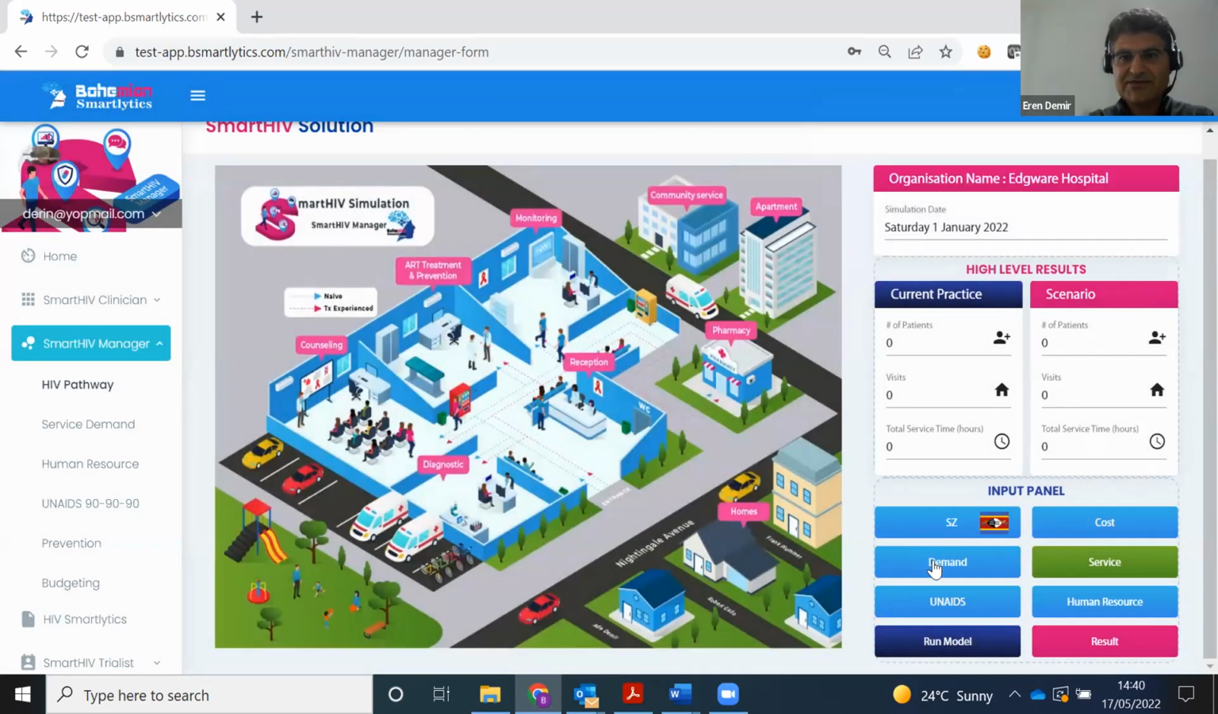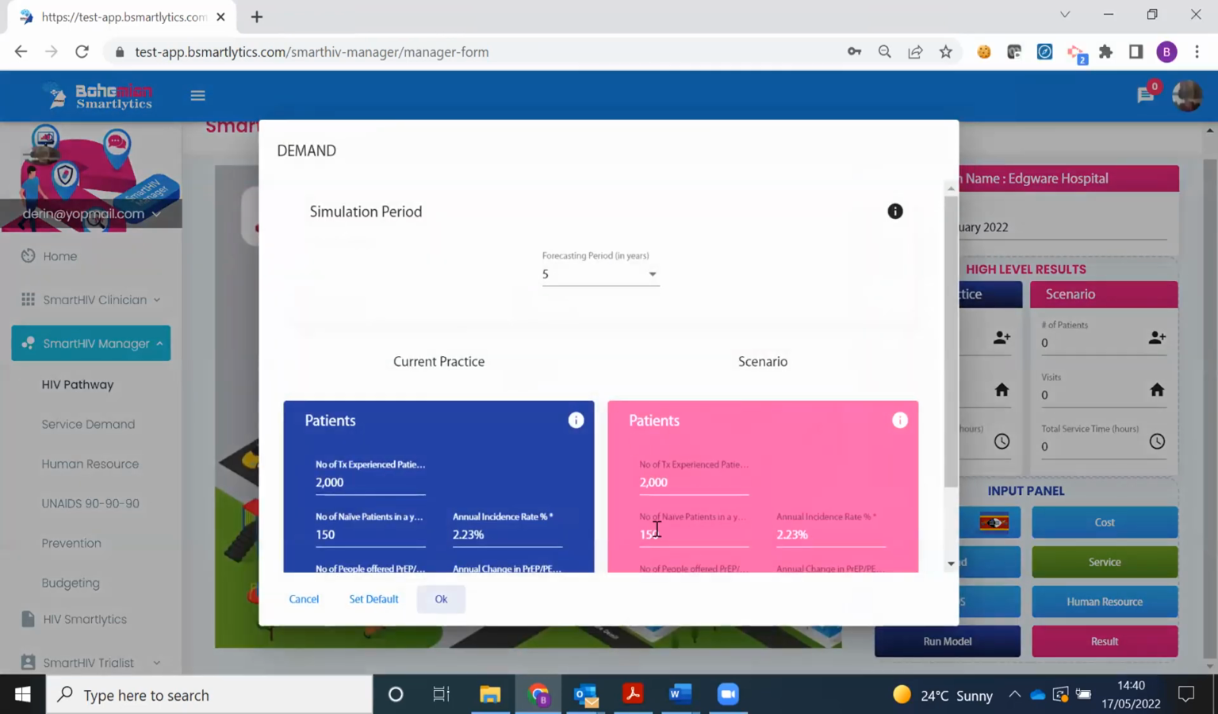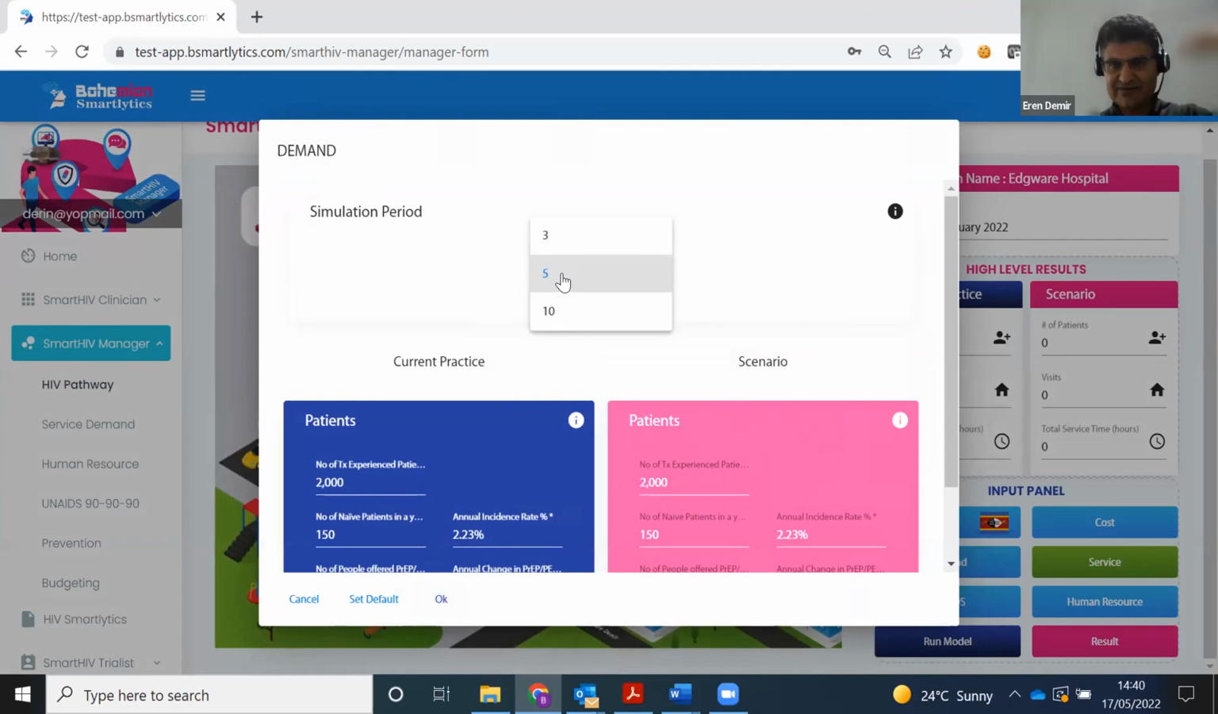So let's do a quick projection. How long do we want to do our projection over: the next 3 years, 5 years, or 10 years? This is all about the future. Yeah, let's do 5 years. Normally we get 5-year projects.